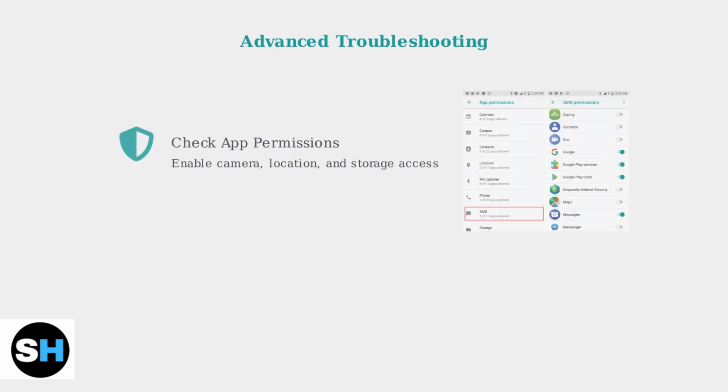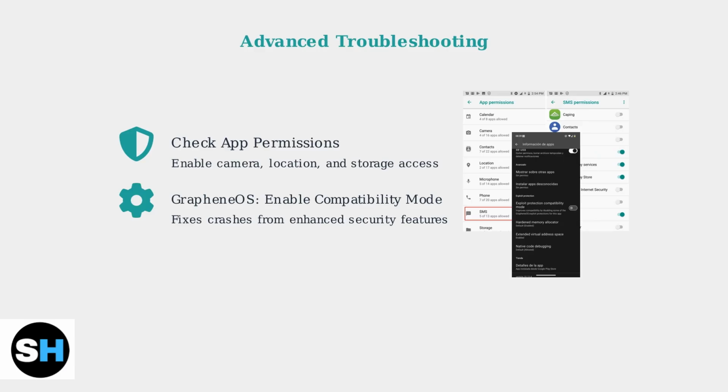App permissions control what features the Chase app can access on your device. If permissions are disabled, the app may not function properly or may crash during startup. For users of Graphene OS, a privacy-focused Android variant, enabling exploit protection compatibility mode can resolve app crashes caused by enhanced security features that may conflict with banking apps.